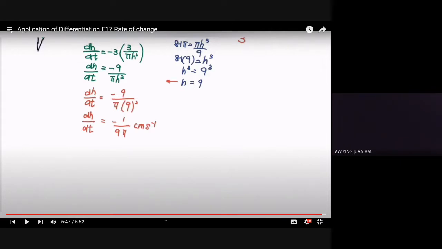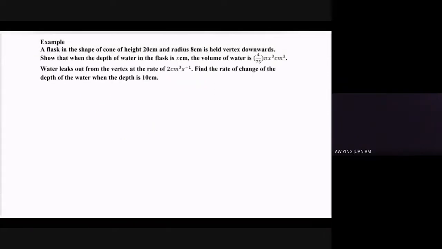So dah dua contoh ya. So saya bincang untuk rate of change. So saya akan teruskan lagi. Kita nak tengok dia punya pattern tu atau dia punya langkah-langkah untuk menjawab soalan rate of change tu sama ke tidak. A flask in the shape of cone of height 20 cm and radius 8 cm is held vertex downwards.